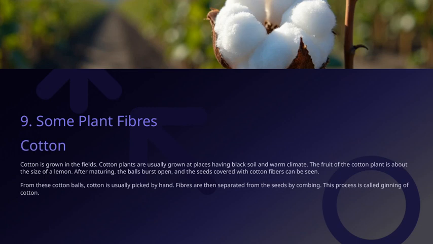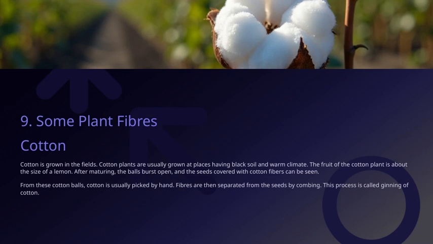Cotton is typically grown in fields, and it thrives in regions with black soil and warm climates. The fruit of the cotton plant is quite interesting. It's about the size of a lemon. When the cotton matures, these fruit balls burst open, revealing seeds covered with soft cotton fibers. Usually, cotton is harvested by hand, which allows for careful selection and gentle handling.